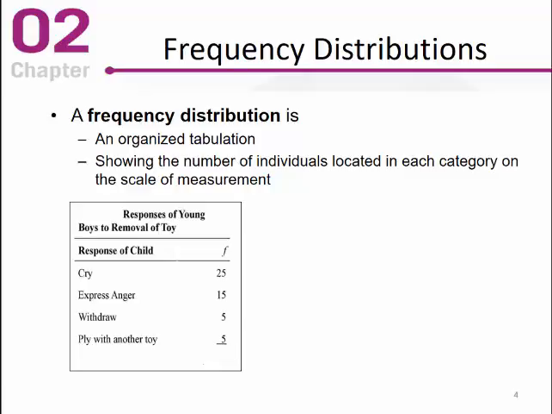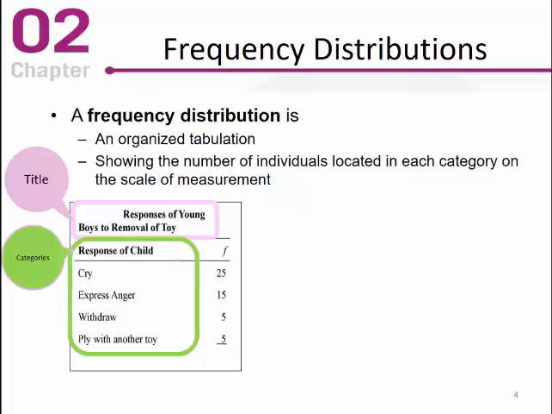So you can see that a frequency distribution table has to have certain things. The first thing, it has to have a title, so we know what it is that we're looking at. So in this case, responses of young boys to removal of toy. Then it needs to have the categories. So here we can see that the responses of the children were different. So some cried, some were mad, expressed anger, some just withdrew, and some just played with another toy.